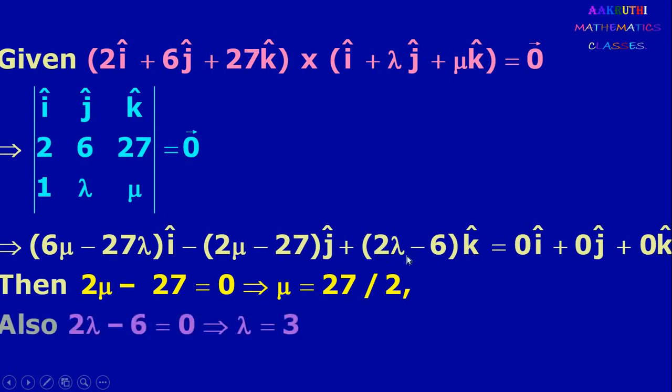Next we take 2 lambda minus 6 equal to 0. Therefore 2 lambda equal to 6, so lambda equal to 6 by 2. So the lambda value is 3. Therefore here mu equal to 27 by 2 and lambda value is 3.